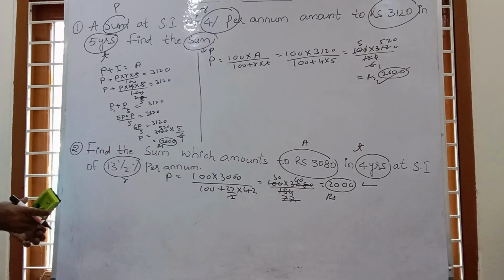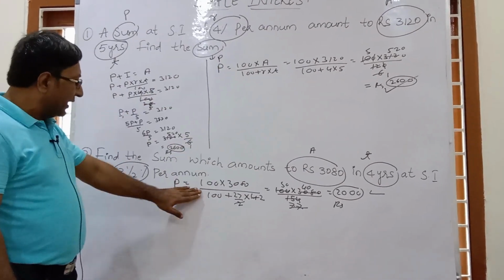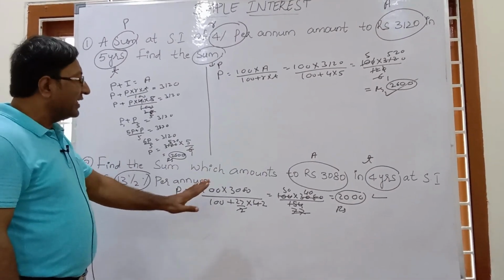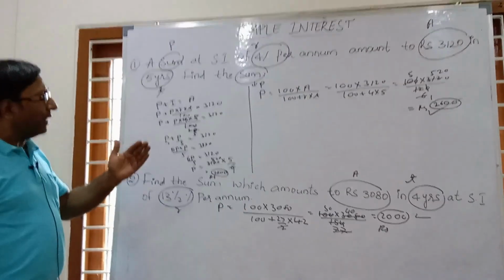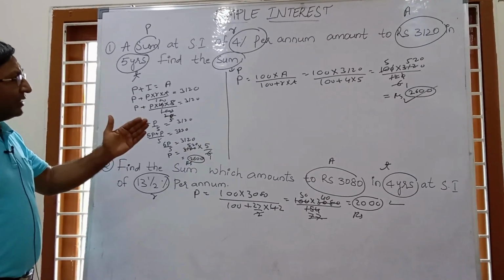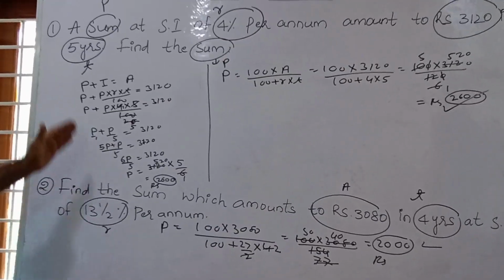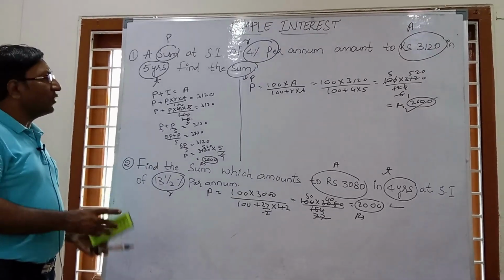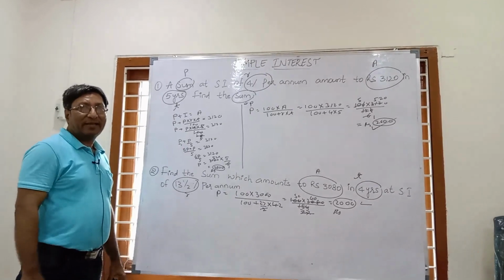With the help of this technique, using the same formula, we can easily find the answer in a second. What is the technique? 100A upon 100 plus RT. This is the important technique. If you do not apply this technique and go for the basic method, it takes a lot of time. In this way you can solve any type of question with the help of this technique. Thank you.